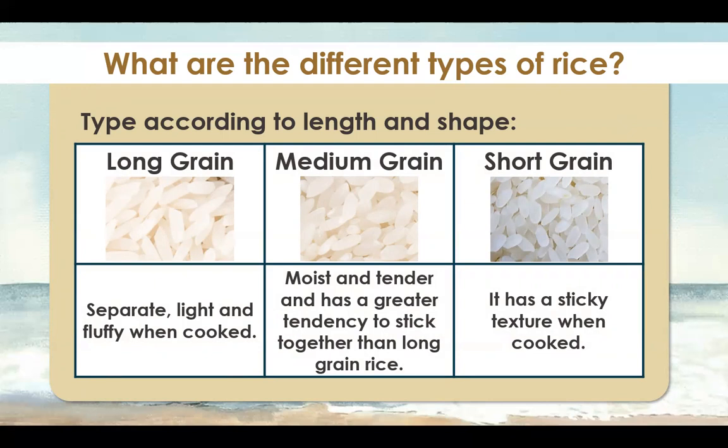Medium grain rice is a little shorter and plumper than the long grain rice. When cooked, it is more moist and tender and has a greater tendency to cling together.